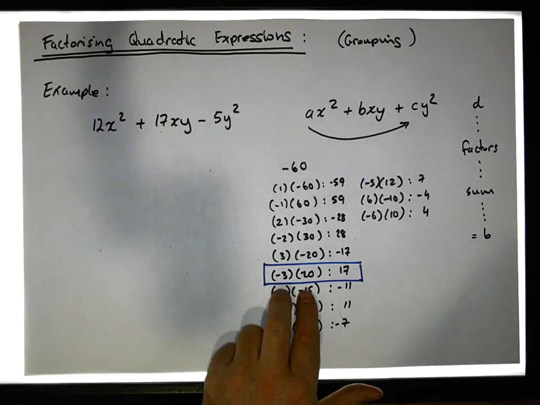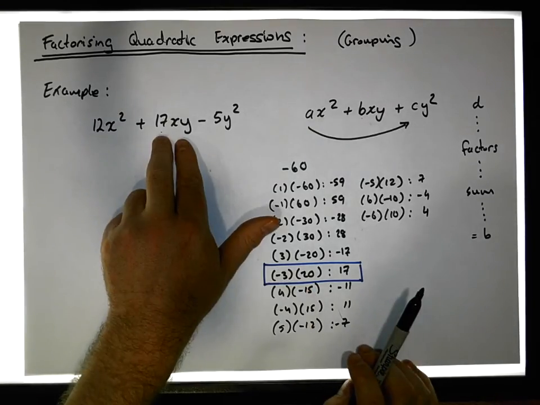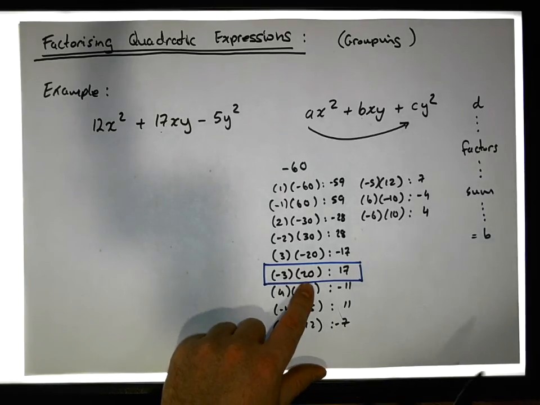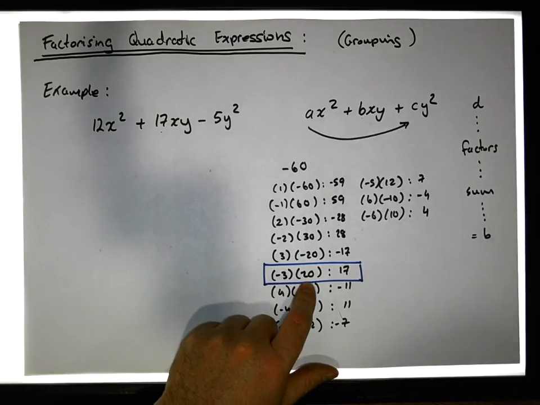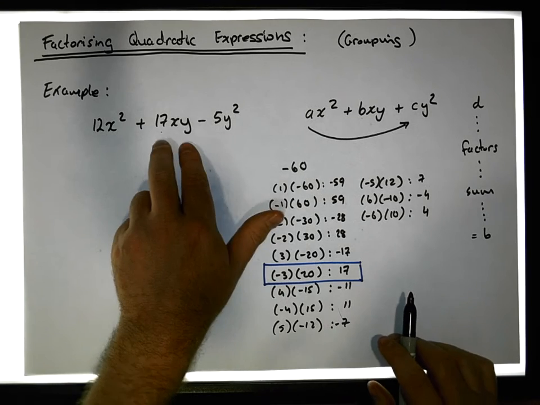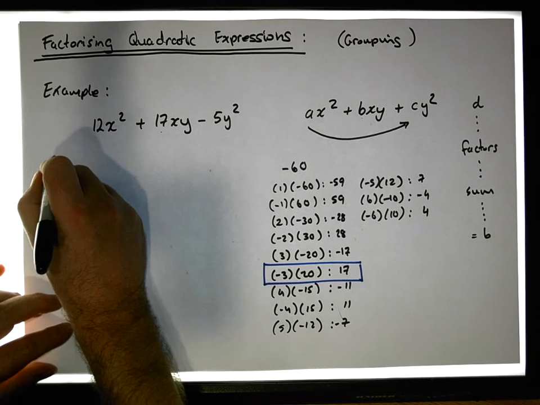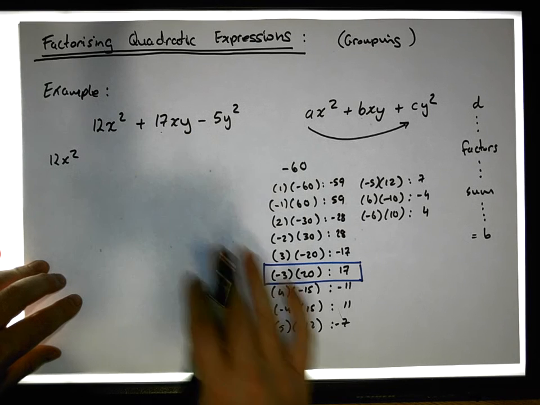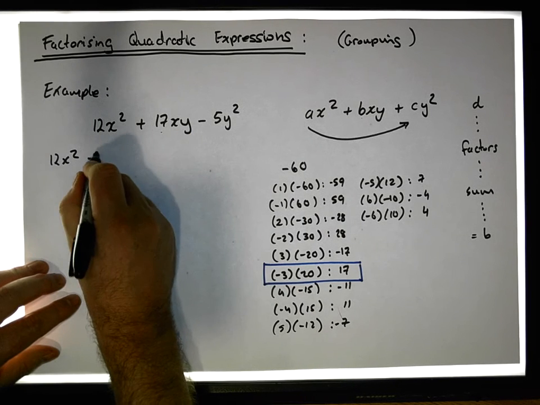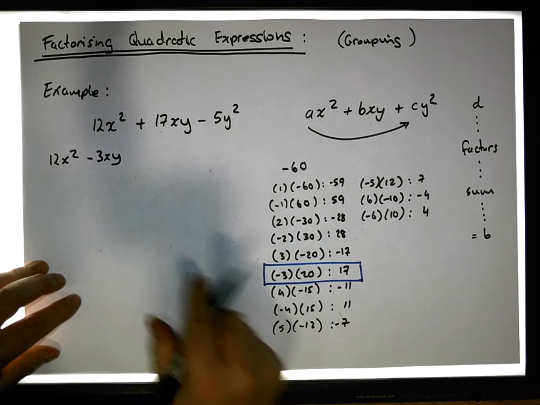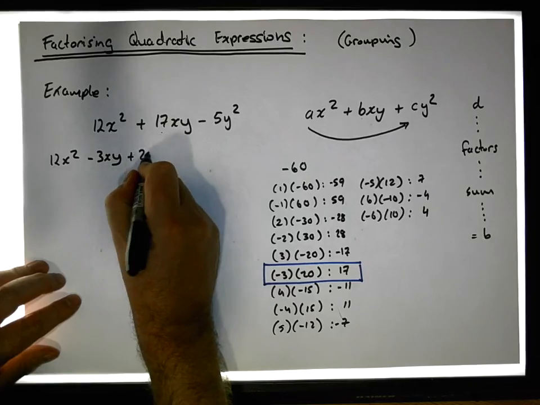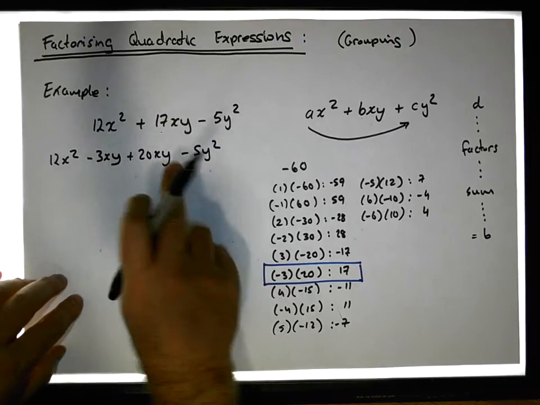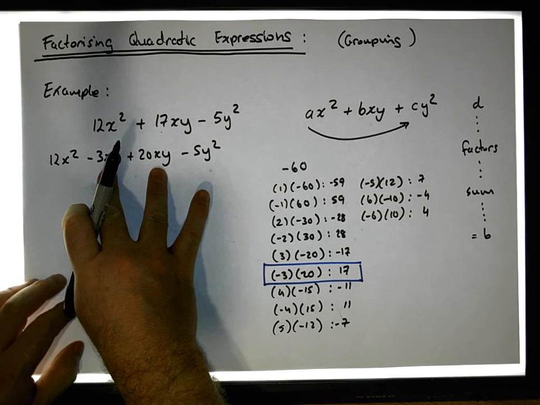Well, it's not that it's a solution to the problem. It allows us to break the 17xy up into minus 3xy and also 20xy. So let's now rewrite this expression as 12x squared, and let's break this down into minus 3xy, and plus 20xy, and minus the 5y squared. So you can see what we're actually doing: we're splitting the 17xy up into these two terms here.